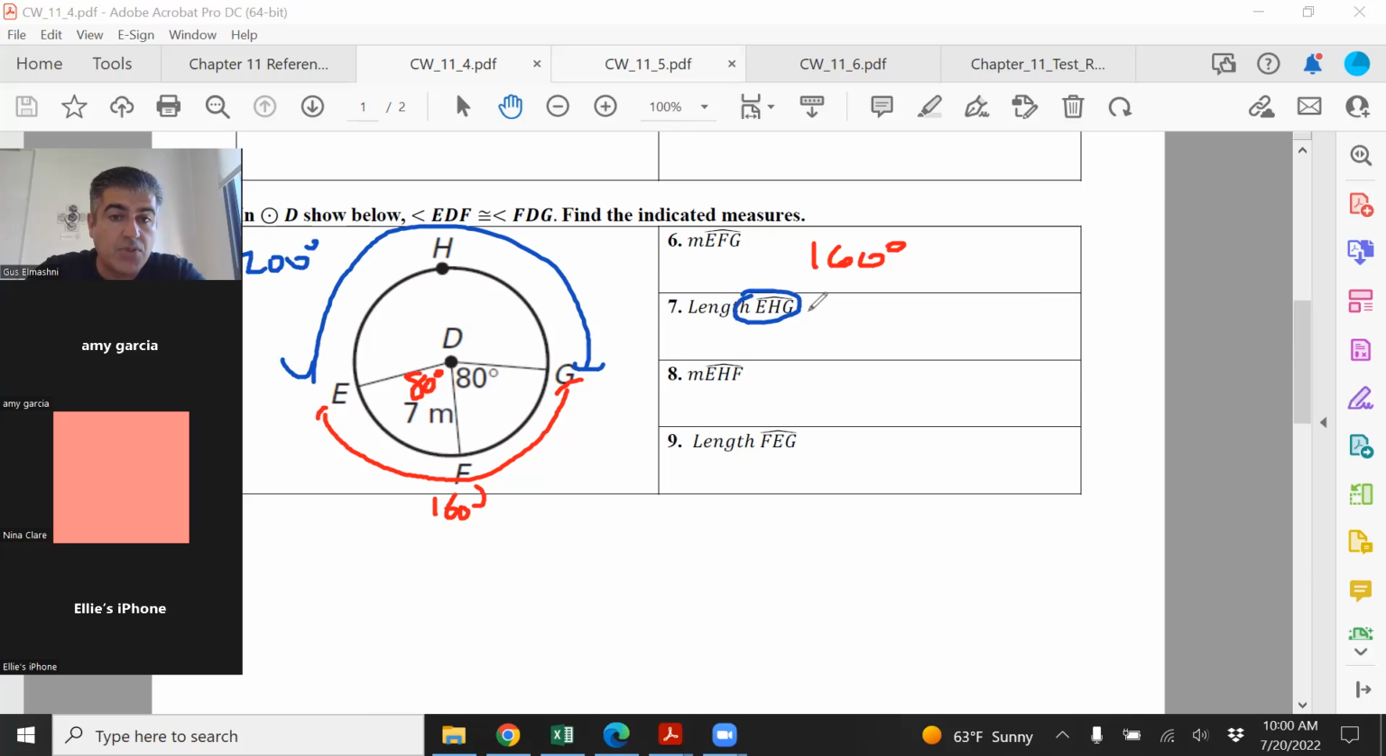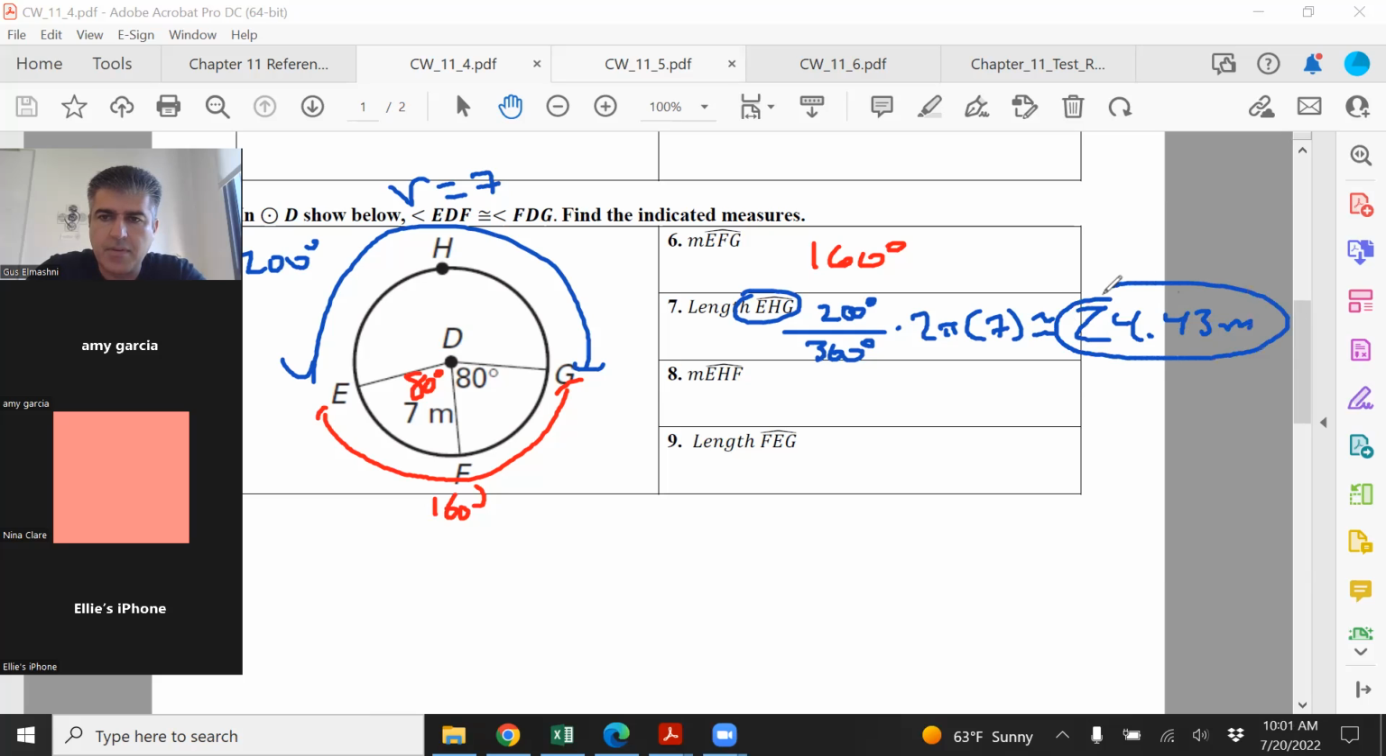And they're asking for the length of EHG, so you do 200 degrees over 360 degrees times 2 pi times 7, because the radius is 7. And you can just work that on the calculator. I'll multiply the pi out. So it's 24.43 meters. So that's that one.